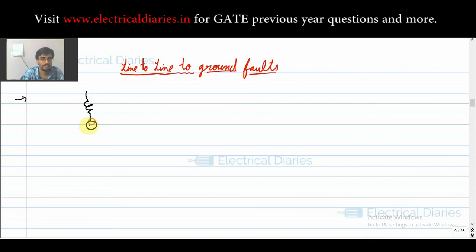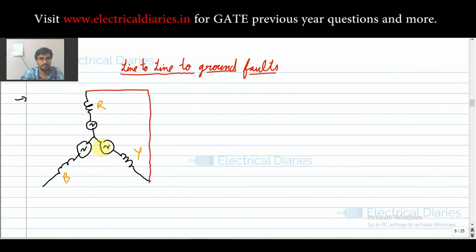So this is your alternator. Now an L to LG fault means that, let us say this is your R, Y, and this is your B phase. The fault means that two lines are faulted, with fault current IF, and since it is a ground fault, it will depend on whether your grounding is without reactance or with reactance. In that way you will see the questions.